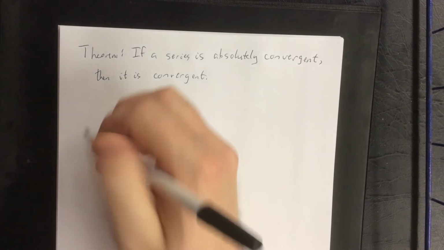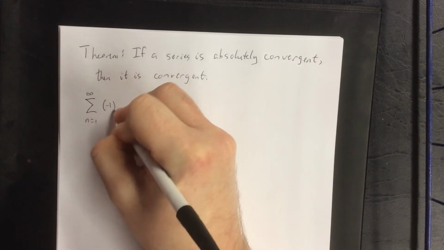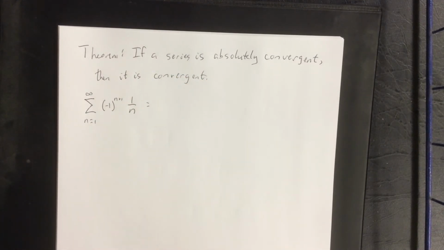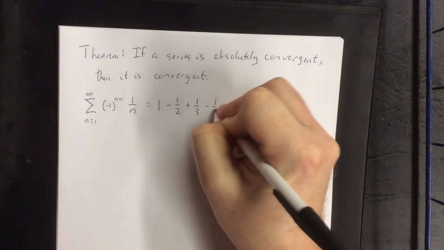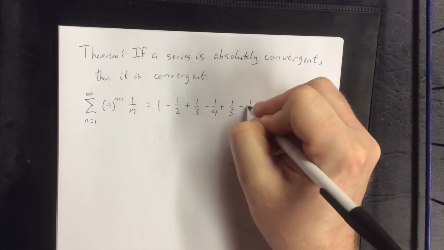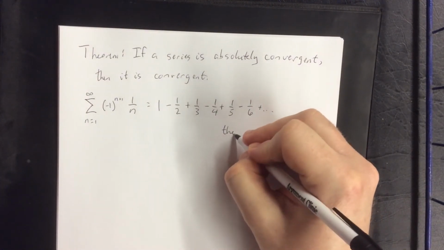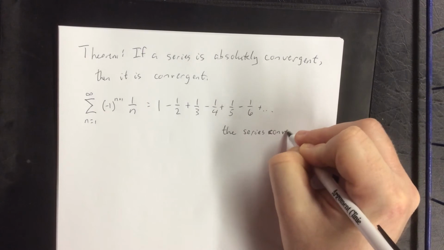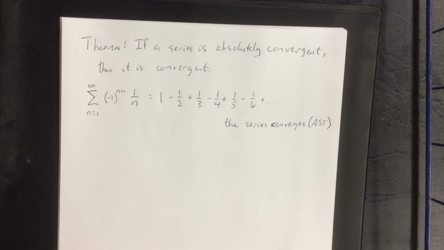Now, for an example of the definitions that we've seen so far, I would like to consider the following series. This is the sum from n equals 1 to infinity of negative 1 raised to the n plus 1 power times 1 over n. In case you didn't recognize it, this is the alternating harmonic series. And in the previous section, we were able to show that this series converges using the alternating series test. So using the alternating series test, this thing converges.